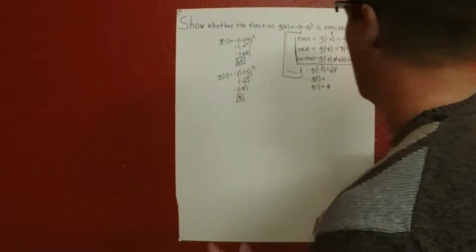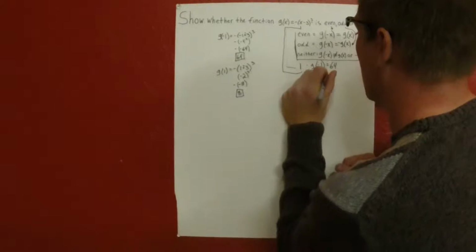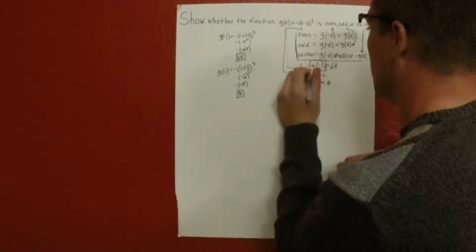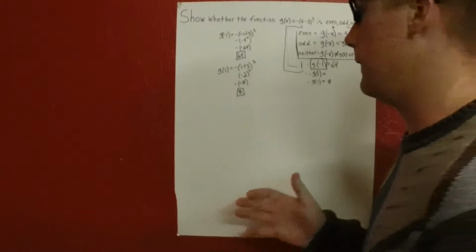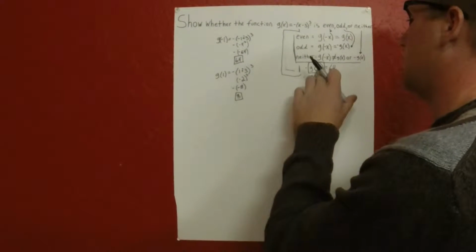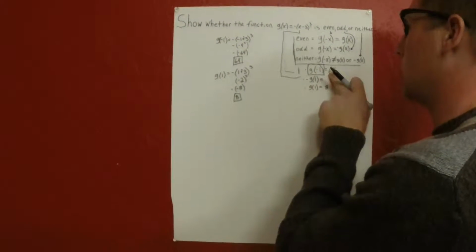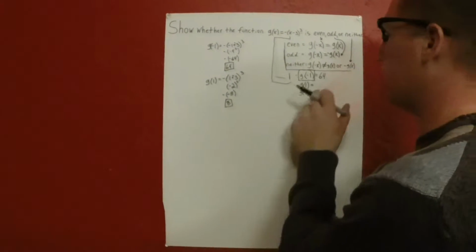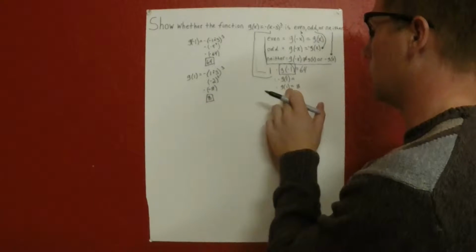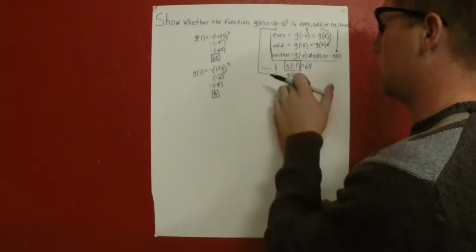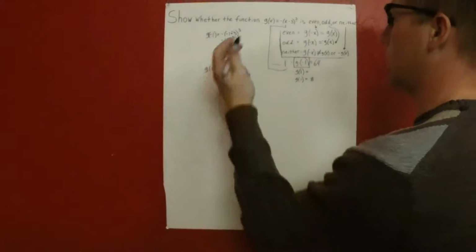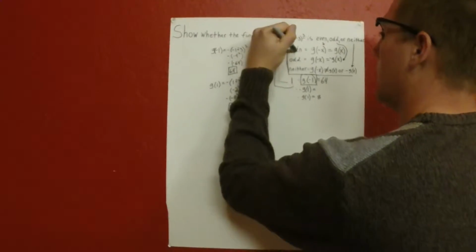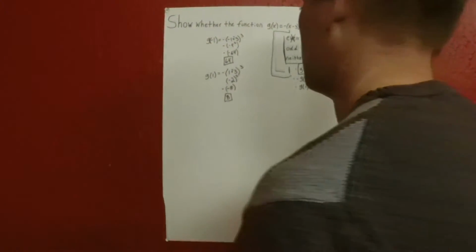And since this is the main key, g of negative 1, which is g of negative x, that's the whole key to solving these problems. So we have g of negative 1 equals 64 when we plug it in, and that means it does not equal g of x, which we found here. So g of 1 does not equal g of negative 1. So we know the problem is not an even function.